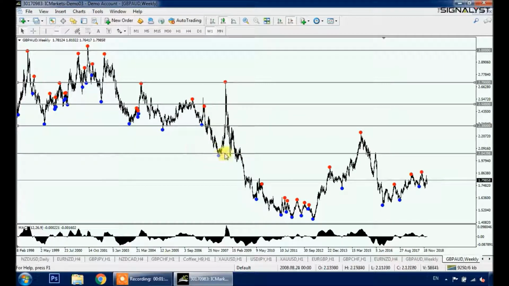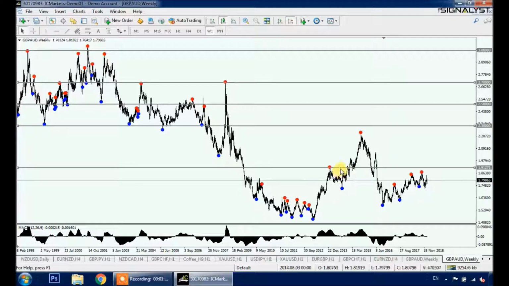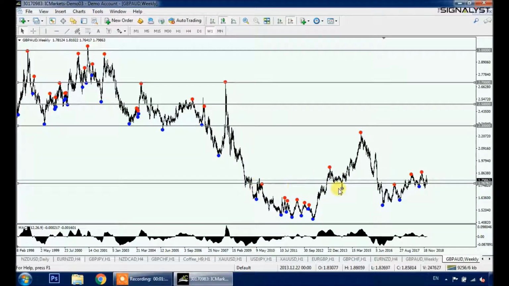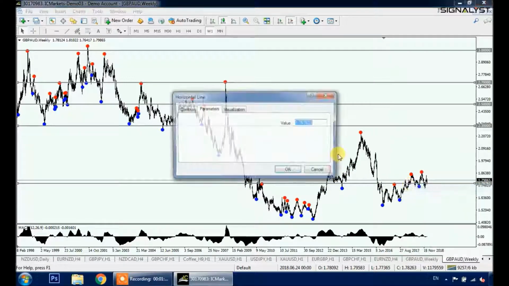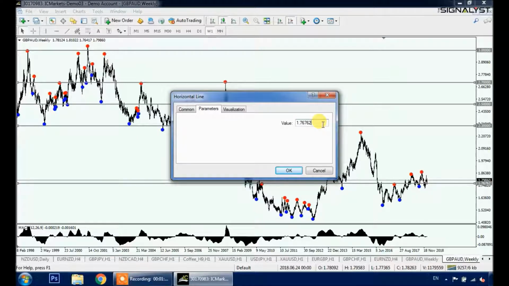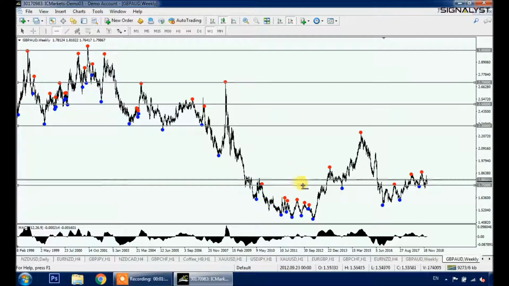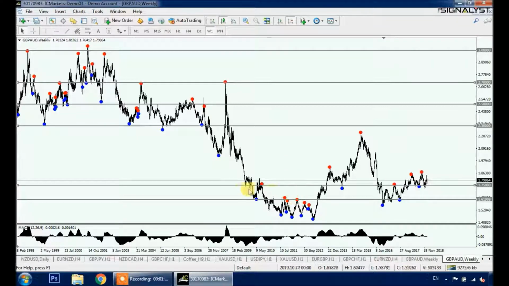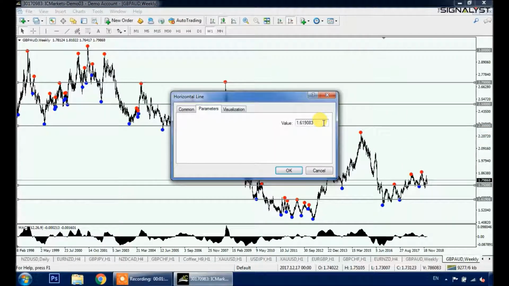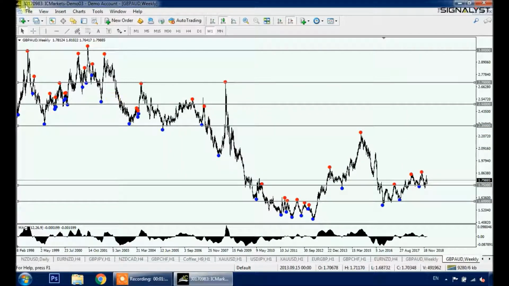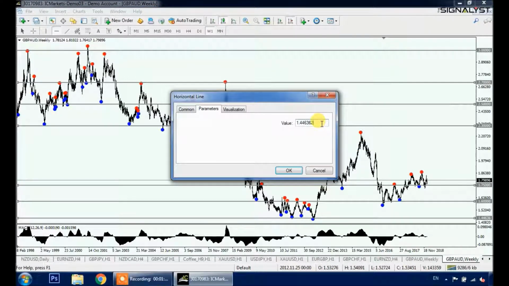Here we can connect only 1 dot here as well. 1, 2, 3, 4. Very strong one. Let's make it 1.75. We continue. A very strong one as well here. 1, 2, 3, 4. Let's make it 1.6. And we also have one here. Let's make it 1.45. So now we have our levels.